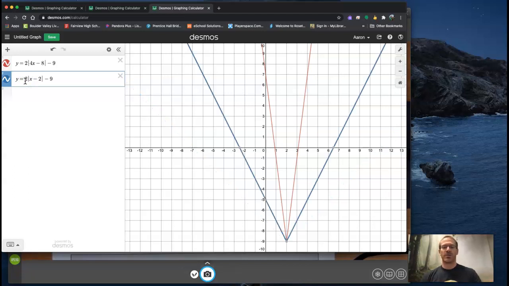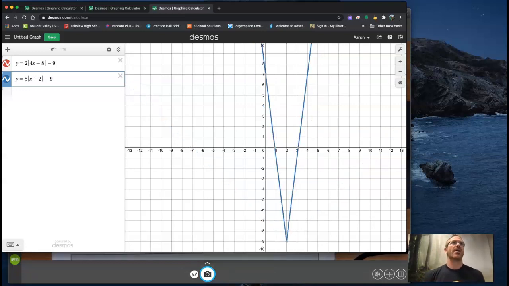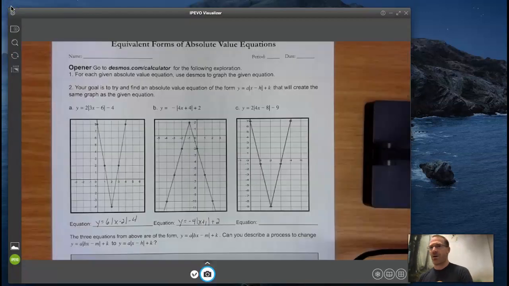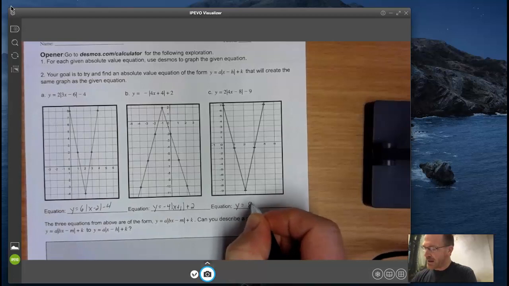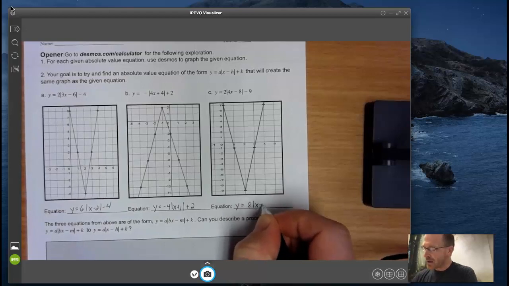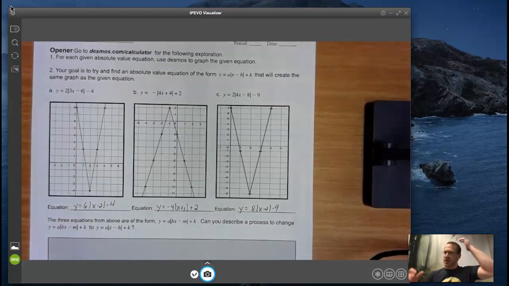And then once again, I just have to adjust that A value until I get to something that matches. So I start with 2. I'm going to jump to 4, I'm going to jump to 6, and then I jump to 8, and now I get an exact match. All right, so hopefully you figured all of that out as well. So we get y equals 8, and we get x minus 2 minus 9. Okay, and now hopefully you see the pattern here.